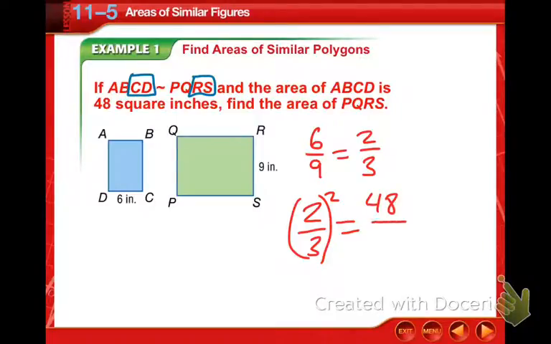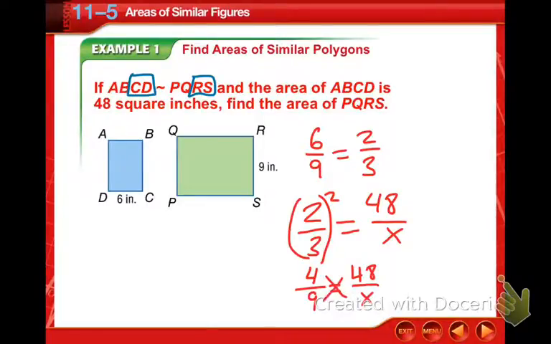So then we just need to find the area of the larger rectangle. First thing we need to do is square the scale factor, 2/3 squared. When you square a fraction, you square the top and the bottom, so the numerator and the denominator both get squared. So 2 squared is 4, 3 squared is 9, equal to 48 over x.